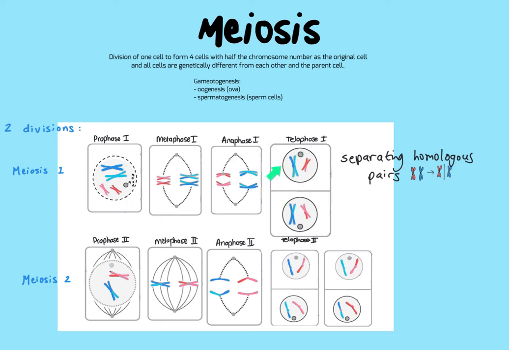And at the end of meiosis 1, you have 2 cells, but instead of having 2 blue chromosomes, you have 1 blue in each cell. So you separate that blue pair of chromosomes. Whereas meiosis 2, the job is separating sister chromatids. So what we see is that these double-stranded chromosomes, so the double-stranded blue one and double-stranded pink one, end up becoming single-stranded. So you separate the chromatids that make up a double-stranded chromosome.